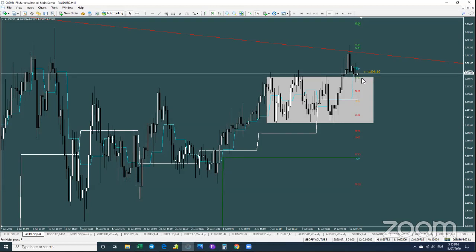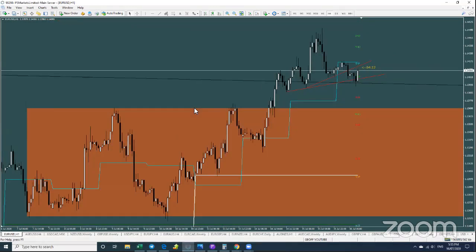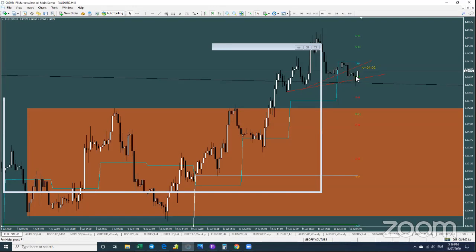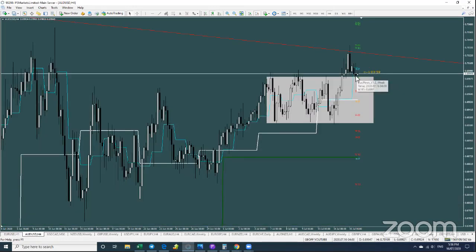I'm going to compare these because it is important to get it right. I think I like this more, euro dollar, because there's no strong support until we get back to here. But with the Aussie, there is strong support pretty much where we're looking to enter the market. So I think on that basis, I prefer the euro over the Aussie.